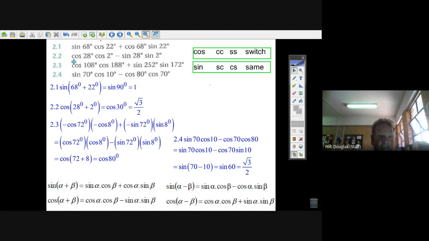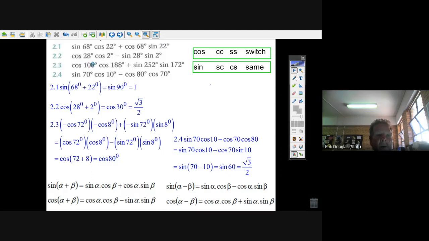For the next one, you've got cos, cos minus sine, sine. Hey, that's cosine, but we're supposed to switch. So if it's negative, it means we add those angles. So all of that is really just the cosine of 28 plus 2 degrees. It's the cosine of 30 degrees, which is √3/2. And if they said without a calculator, you'd have to show a special triangle to show that you got that.